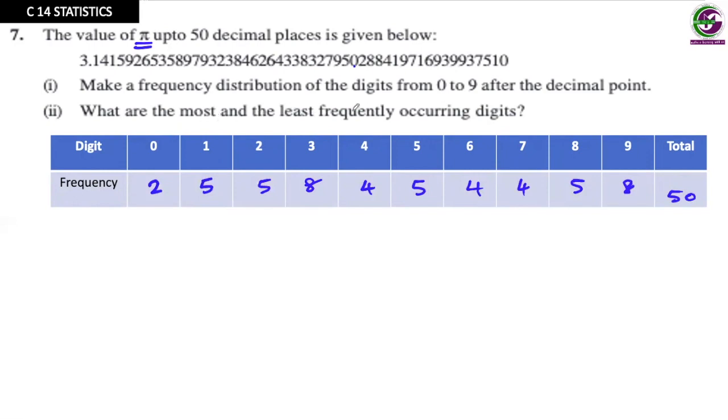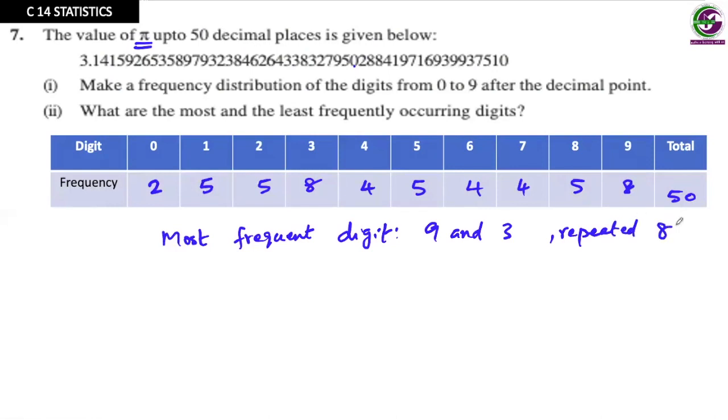What are the most and the least frequently occurring digits? So most frequent digit, highest value is 8, 9, and 3. Both values repeated 8 times. And least frequent digit is 0 because it is repeated only twice.